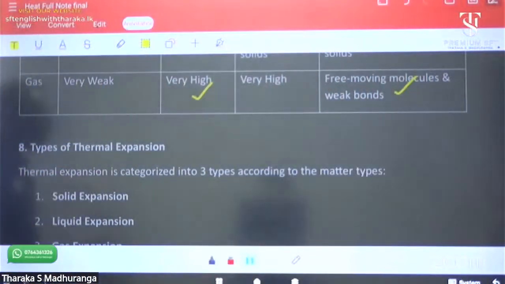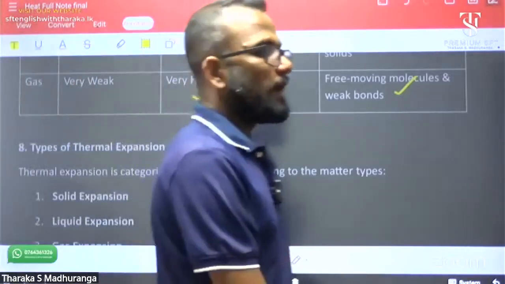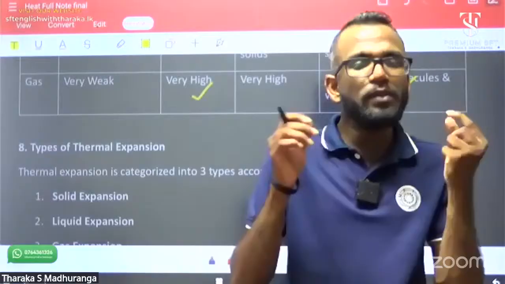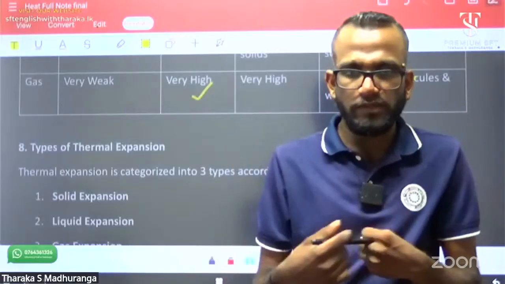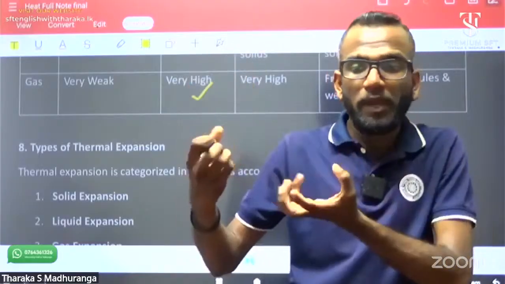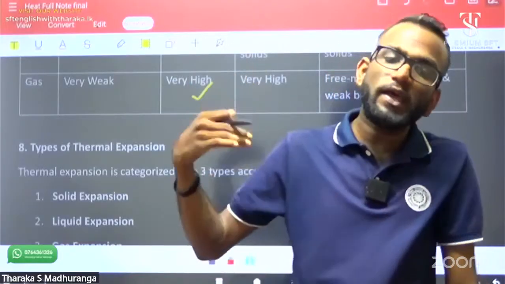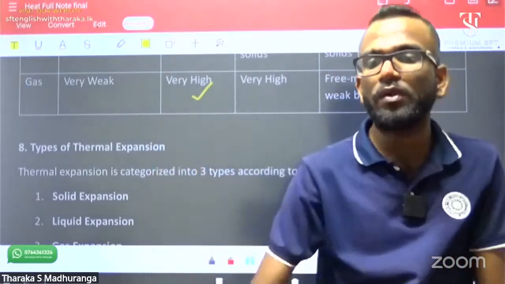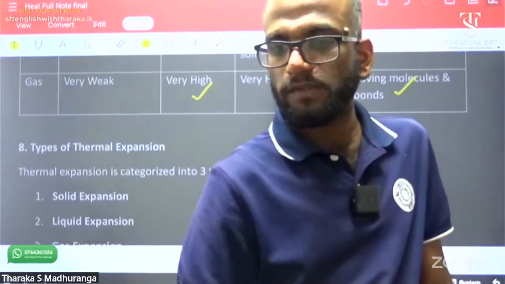Okay, now you know all materials, meaning solid, liquid and gases, are all made by molecules. Now if they are all made by molecules, what happens? They expand, right? Solid, liquid and gas are all made by molecules.